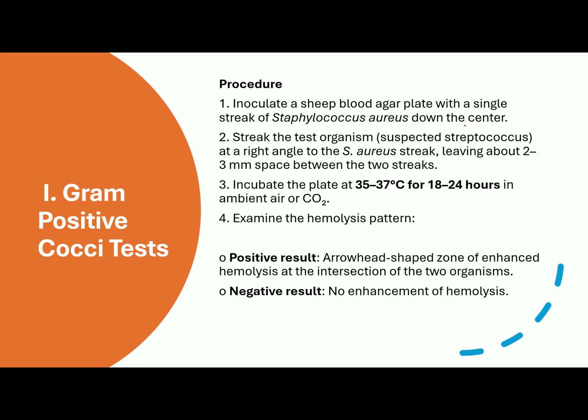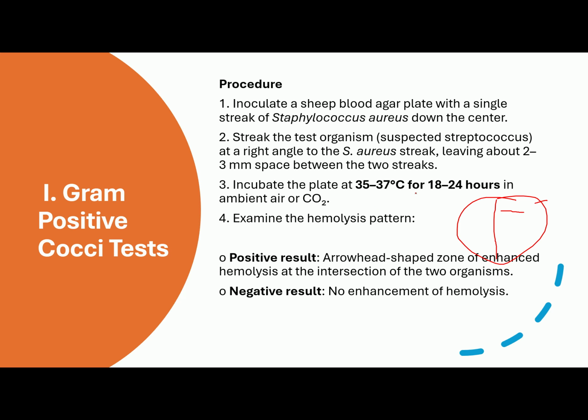So this is the procedure. Inoculate a sheep blood agar plate with a single streak of Staph aureus down the center. Streak the test organism at a right angle to the S. aureus streak, leaving about 2 to 3 mm space between the two streaks. So if this is your plate, class, in the center you would streak Staph aureus. Then on the right side, at a right angle, you streak Streptococcus, but there has to be space of about 2 to 3 mm.